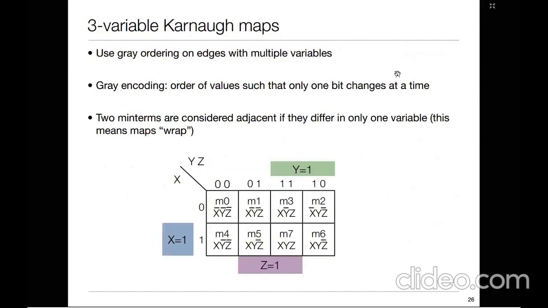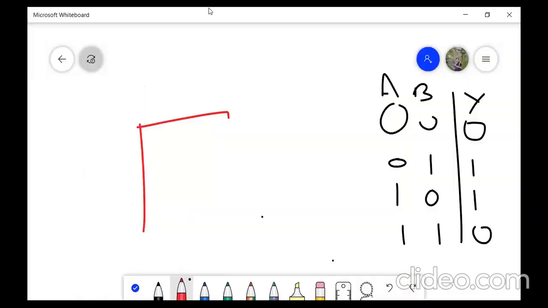Now let us go to the 3-variable K-map in the next session. But before going to the 3-variable K-map, let us take one more example for a 2-variable K-map. This is a 2-variable K-map.